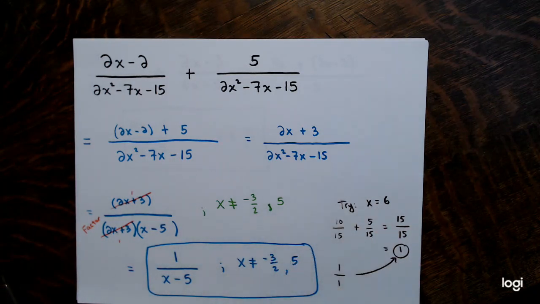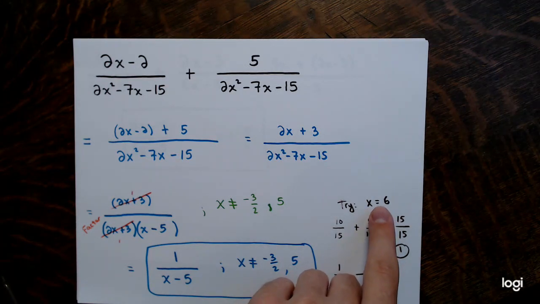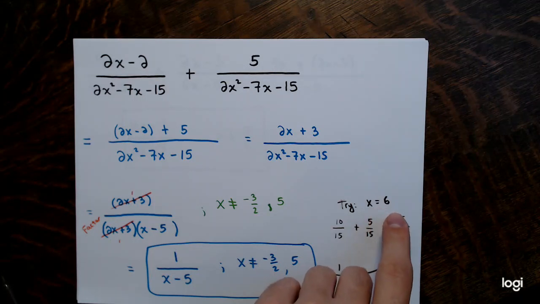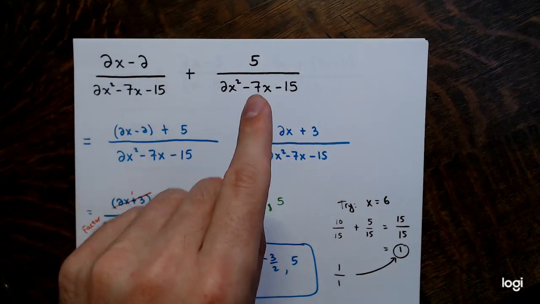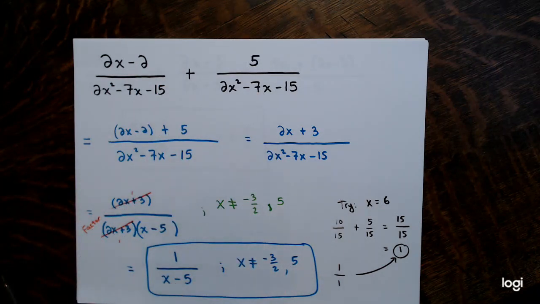Try any other number you want, as long as it's not these two, negative 3 halves or 5. Try plugging in 10 or 0 or negative 18 or negative 1/2 or negative 3/5 or pi or square root of 2. Really whatever you want, as long as it's not these two. And this sum should be equal to this fraction here. All right.